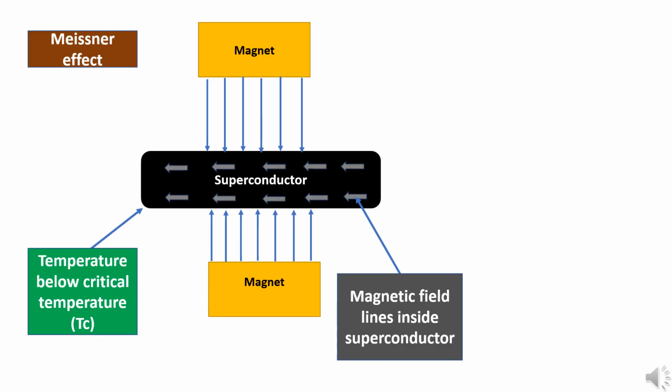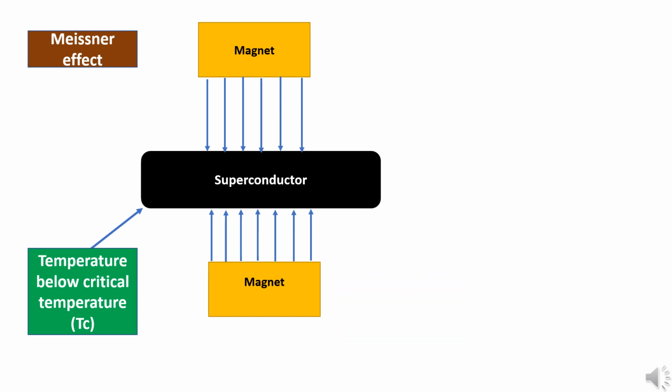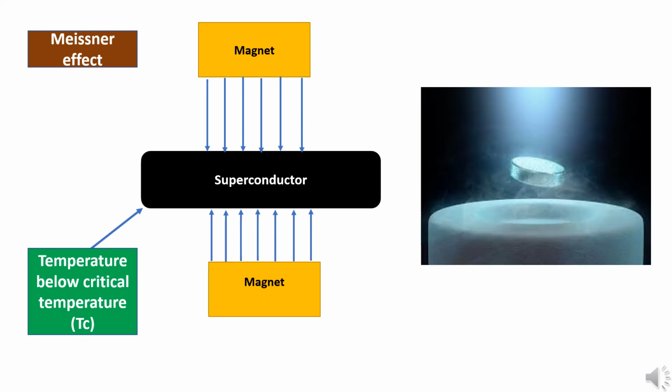When an external magnetic field is applied to the superconductor, and the temperature is reduced below the critical temperature, the magnetic field lines will be ejected from the interior of the superconductor. This effect is the reason for the magnetic levitation caused by superconductors.